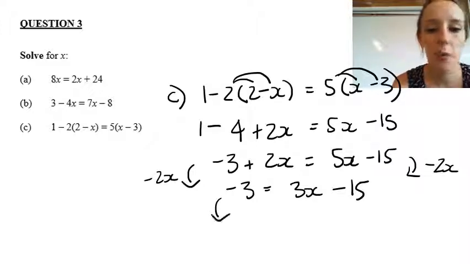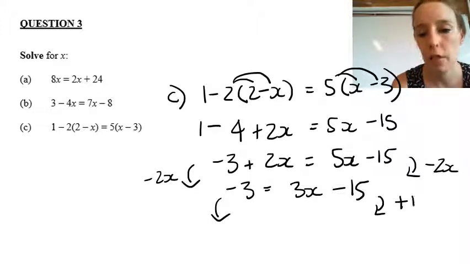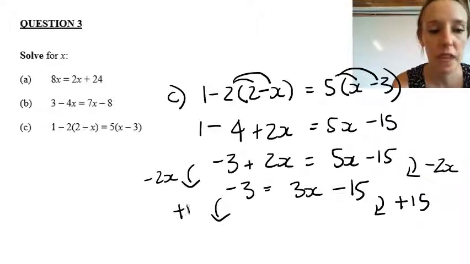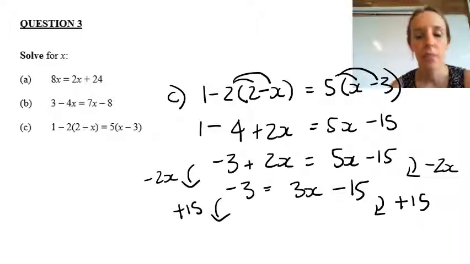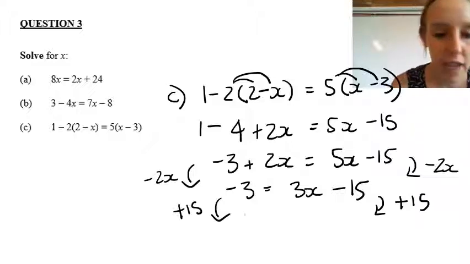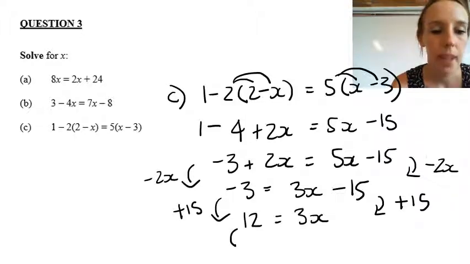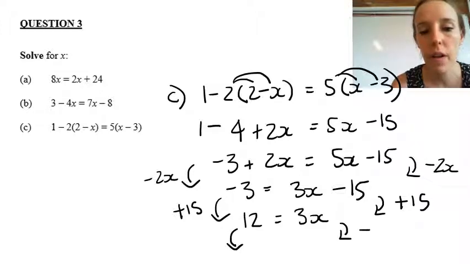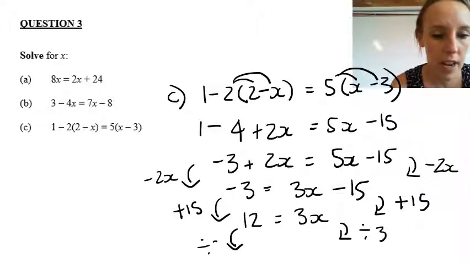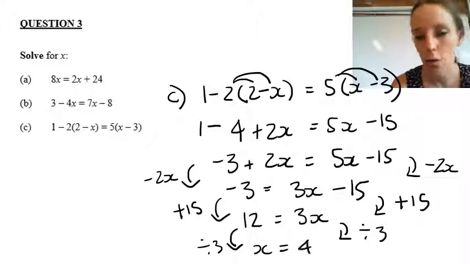The next thing I'm going to do is get rid of that take 15, and the opposite of taking 15 is adding 15, so I'm going to add 15 to both sides. So negative 3 plus 15 is just going to equal 12, so 12 equals 3x. And then I want to get rid of that 3, so if I divide both sides by 3, my x is going to equal 4, and that's my solution there.